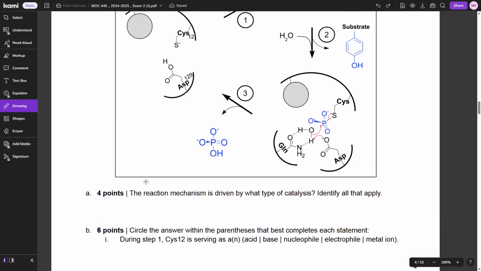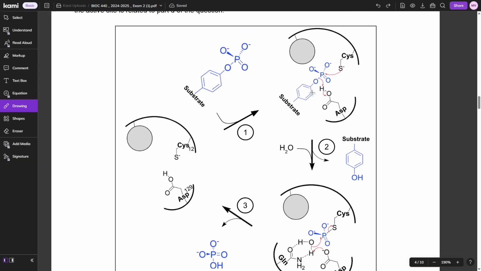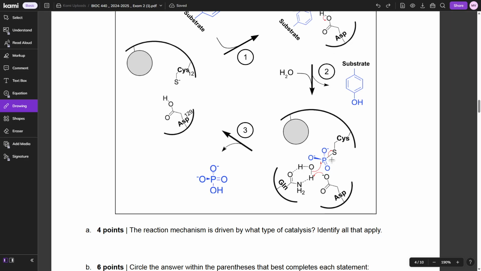So if we look at the question and the kind of mechanism we have here, we for sure have a covalent catalysis. This cysteine is forming a covalent bond, so I can already say there's a covalent mechanism going on here. If it was just an acid-base mechanism, there's no covalent stuff going on, and I wouldn't expect to see a bond forming between the enzyme and the substrate. Does that make sense?